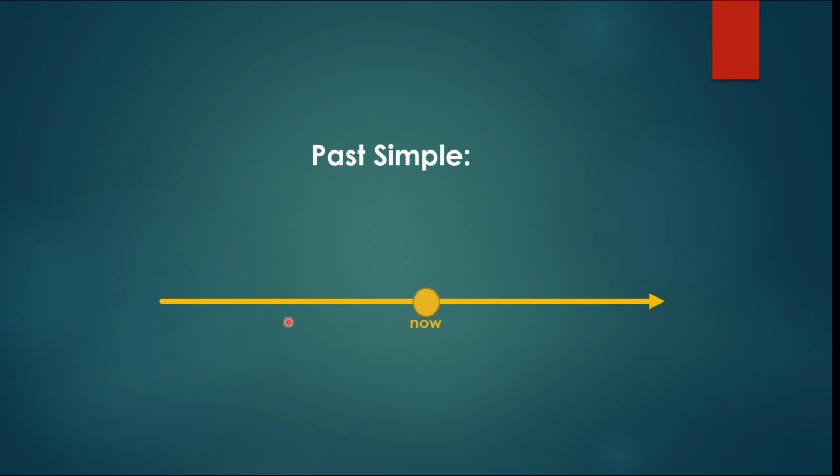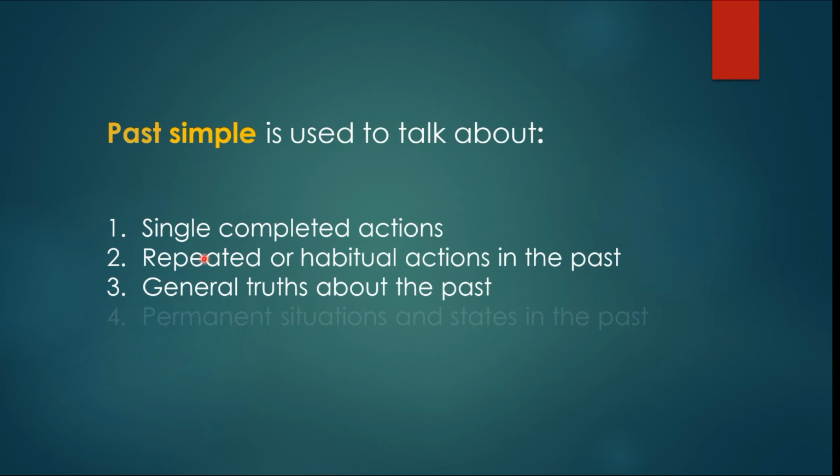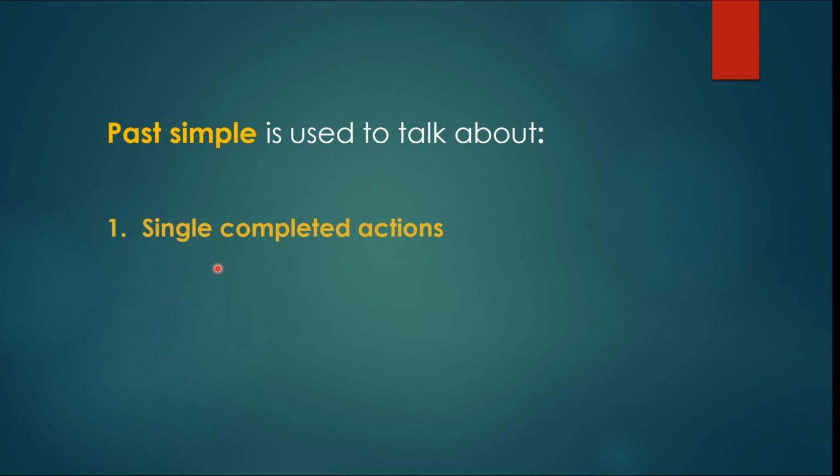First, past simple. Well, as we know, past simple is an action which happens in the past at a specific time. So we usually use it to talk about single completed actions in the past, repeated or habitual actions, general truth, permanent situations and states in the past, and the main events in a story. Well, let's have an example for each function.